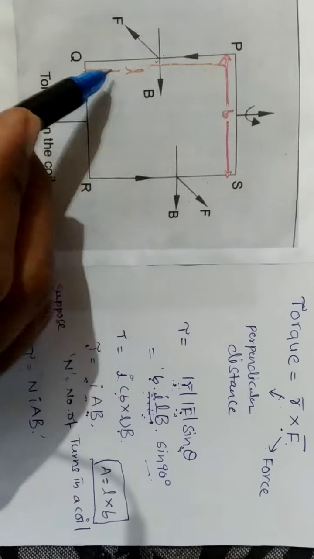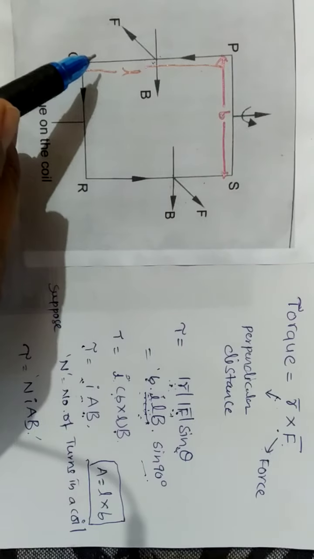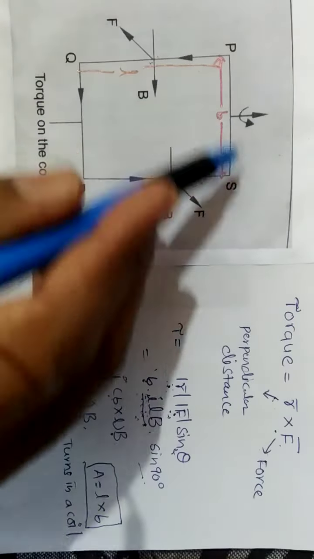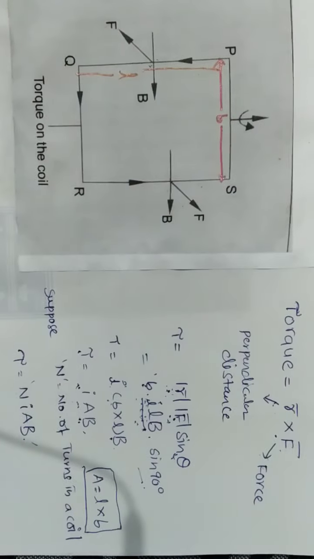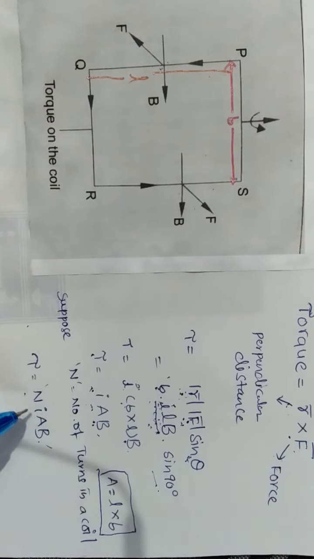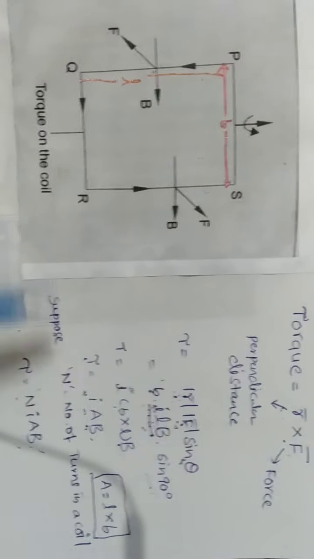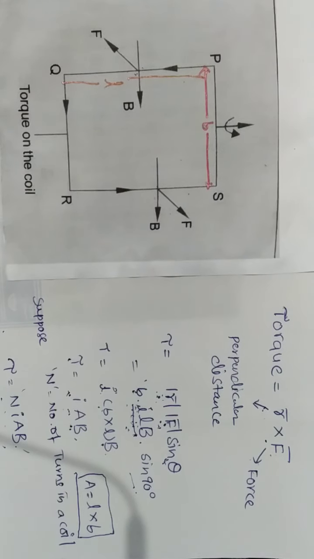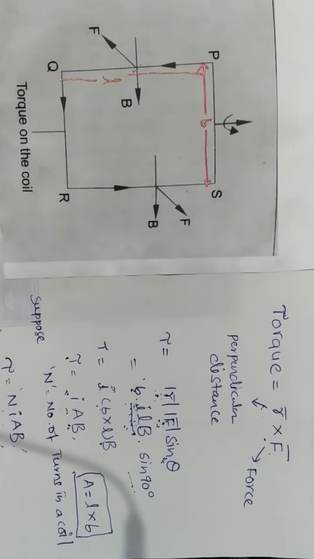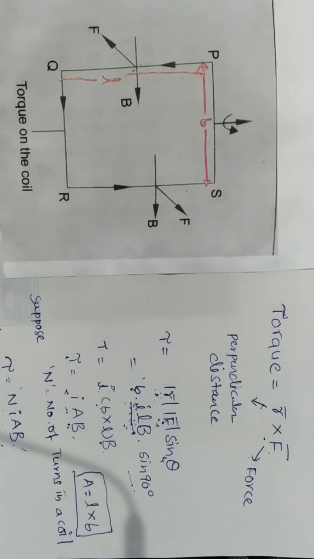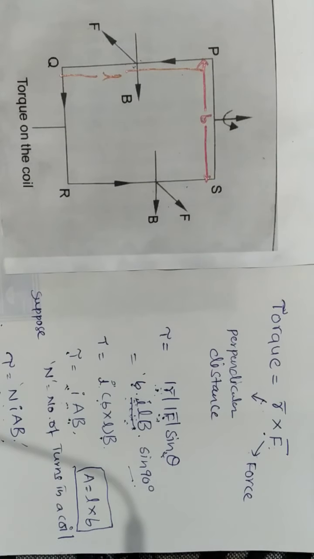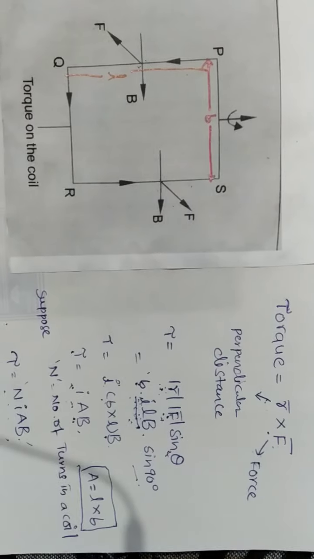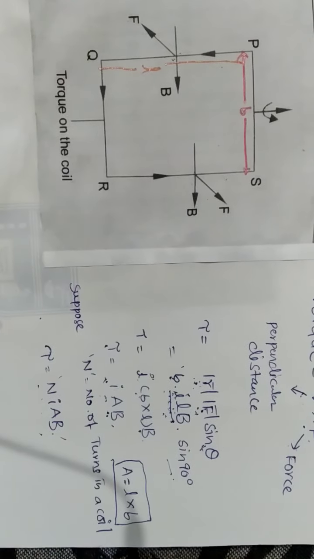And here we have used only one coil. Suppose we have used n number of turns like this, then the torque becomes NIAB. So this is how we formed a coil using four current carrying elements, and finally made it a coil and calculated how much force is acting on this coil. That force means torque here, right?